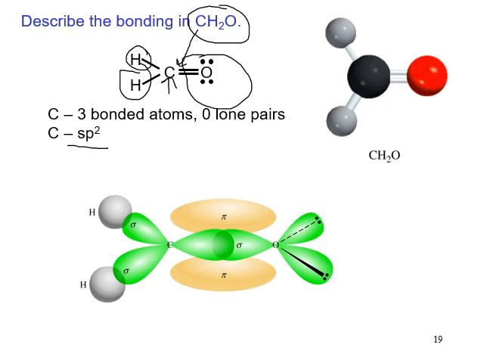So recall that if you have a linear situation, or you have an atom where there are just 2 things around it, and there are no lone pairs on the central atom, that central atom has to be sp hybridized. If you have a central atom where there are 3 things around it, that means you need 3 orbitals and no lone pairs on this central one, and it's got to be sp2 hybridized.